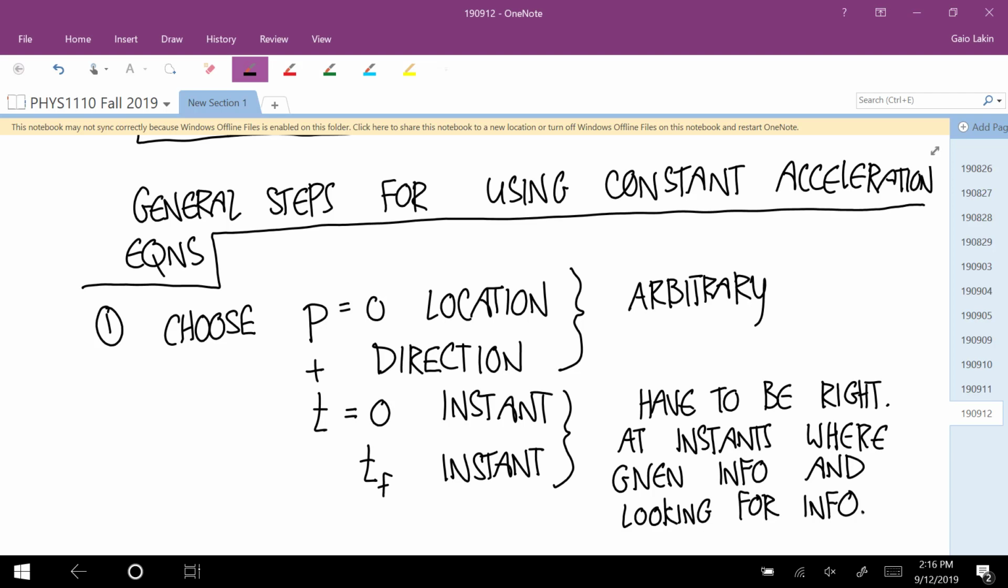But if you chose your time equals 0 to be like, oh, I'm going to choose when it's halfway there, and then I'm going to choose when it's 3/4 of the way to stop. Okay, you can't solve the problem no matter whatever else you do, because that doesn't give you the ability to fill in information that you're given or to solve for the information you want.